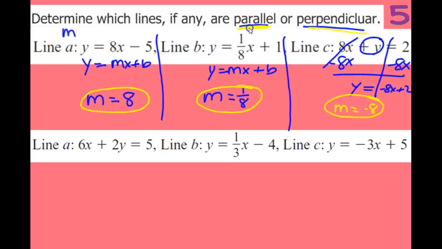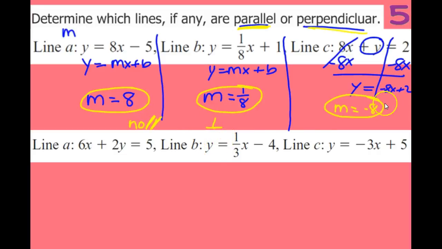First, let's look at parallel lines. Do any have the exact same slope? 8 and 8 look close, but this one's negative and this one is positive. So there are no parallel lines. And this means parallel again, remember? There's two lines that are tilted. But perpendicular lines. What about those perpendicular lines?